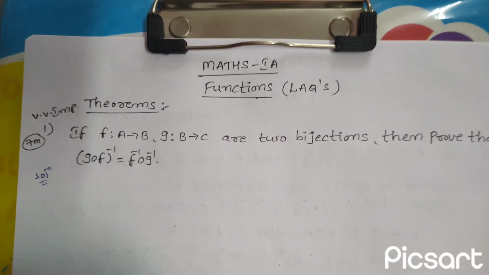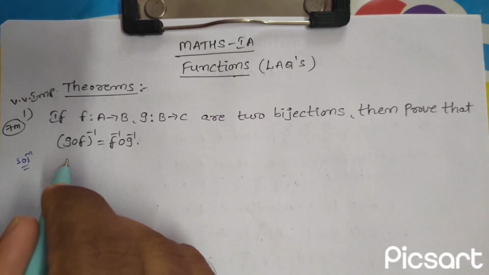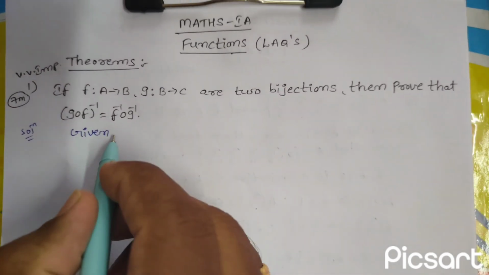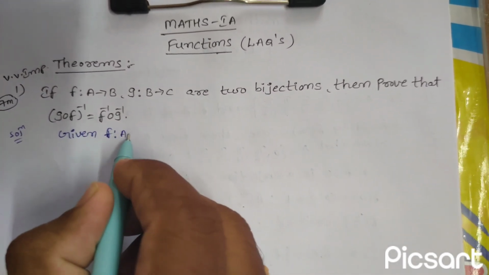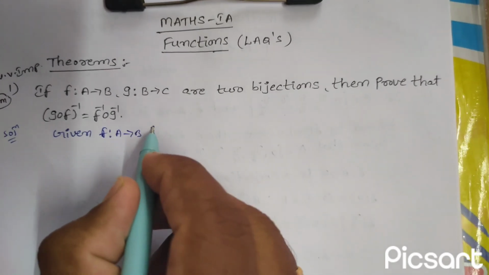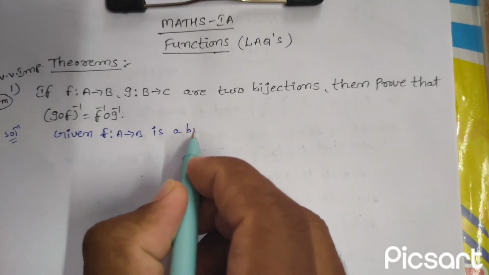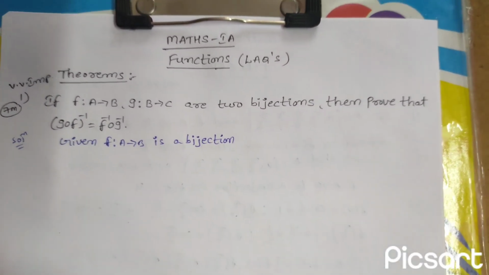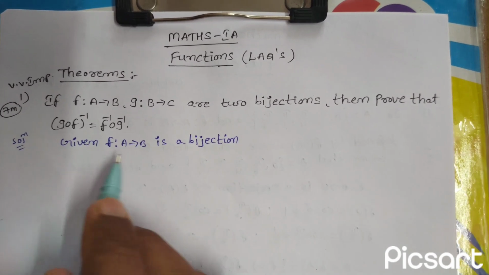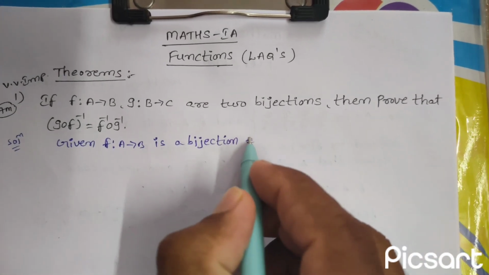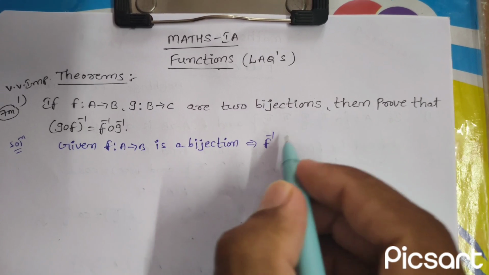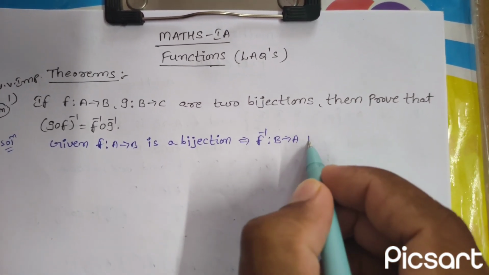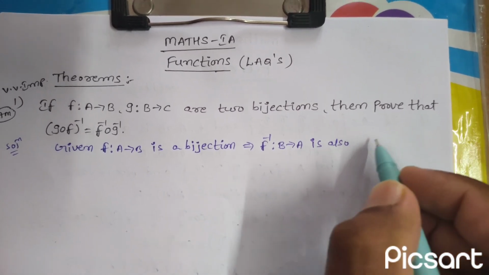Solution. Now start the solution. Given f from A to B is a bijection. So f from A to B is a bijection, so f inverse is also a bijection. Here f inverse mapping is B to A, which is also a bijection.